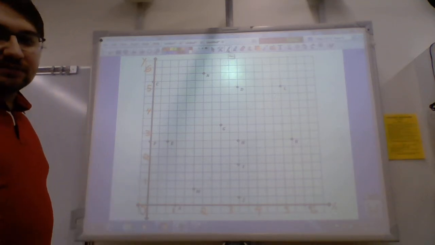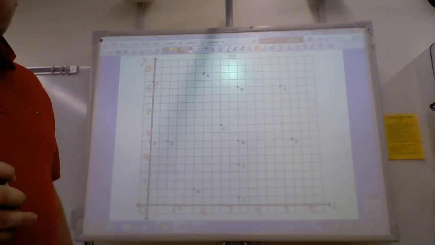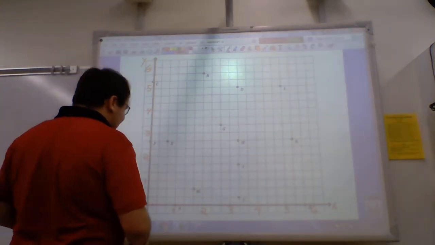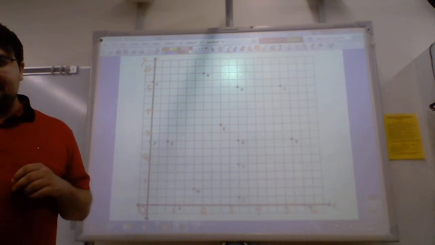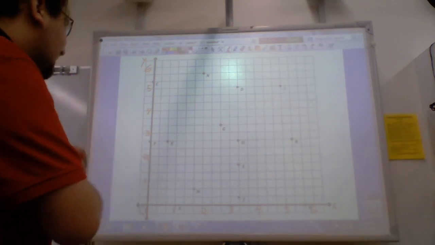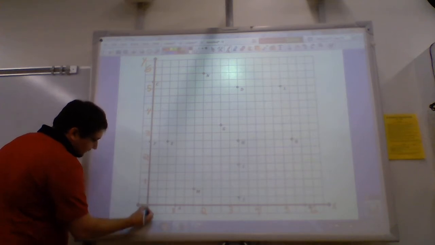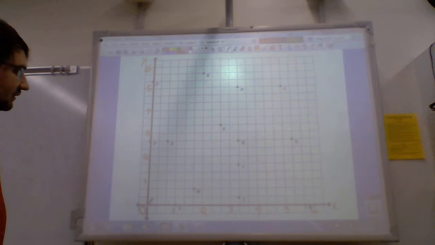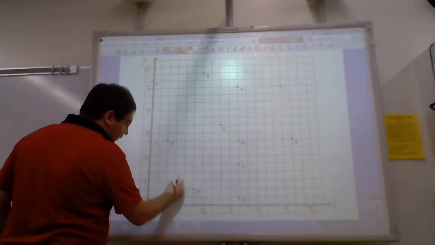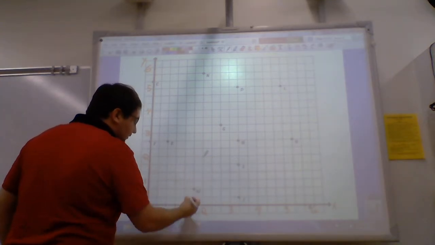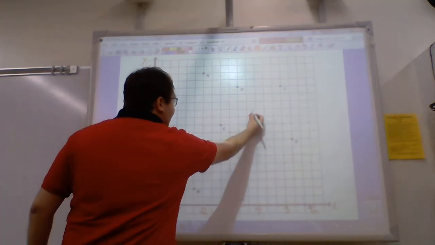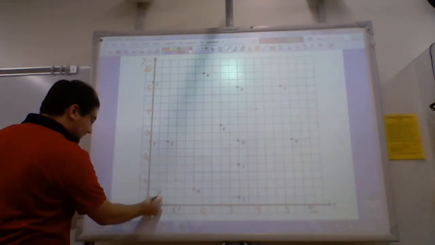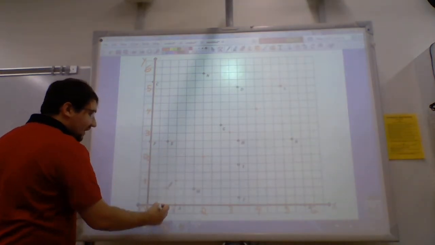Part H is asking us which point has an equal x and y coordinate. So, it's asking us for x and y coordinates that are the exact same. So, the easiest one that has the exact same is 0, 0. Then we have 1, 1, and 2, 2, and 3, 3, 4, 4, 5, 5, and then it would be every single third in between there as well.